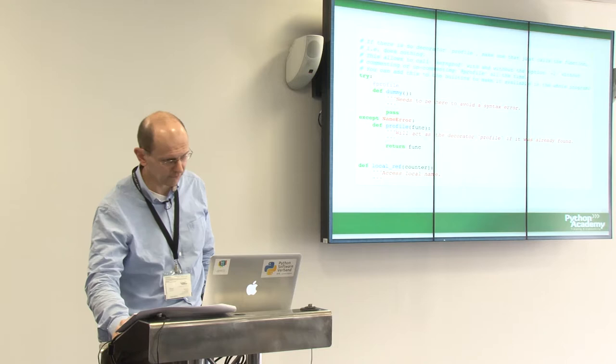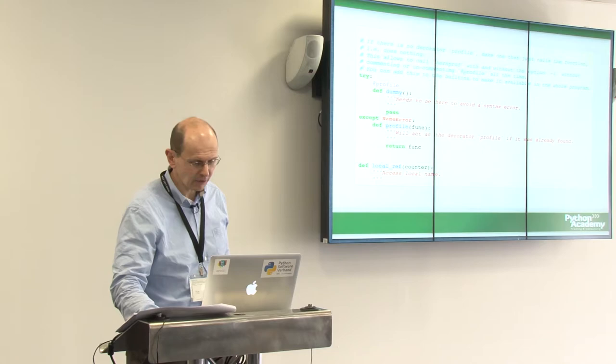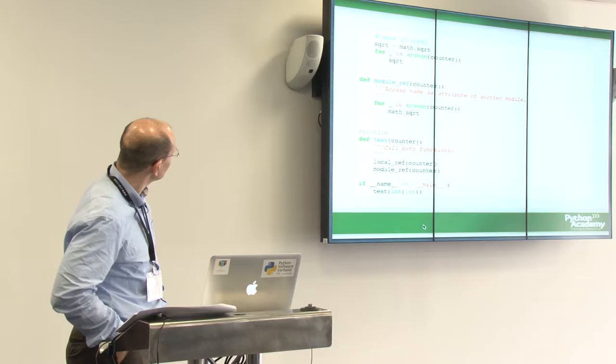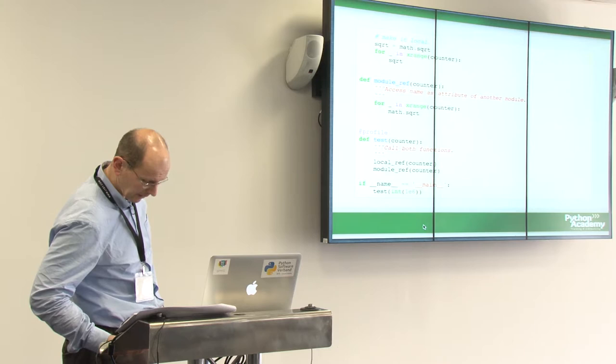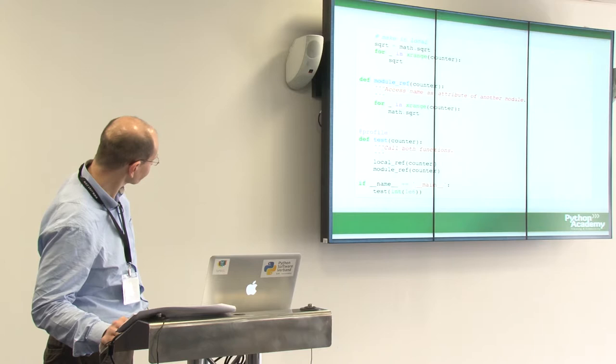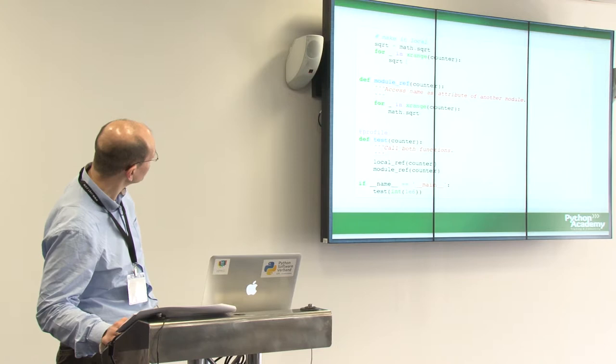Okay, let's look at this local referencing game here. So I do this: math is a module from the standard library, and square root is a function I'm using. And then I say for something in xrange, and access the square root. And here I don't do this, I access math.sqrt directly. And I would like to measure the difference, how long it takes. Just a small thing, if it makes a difference or not.